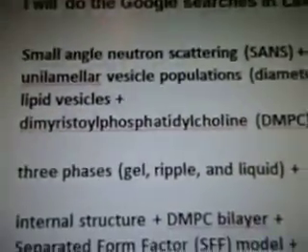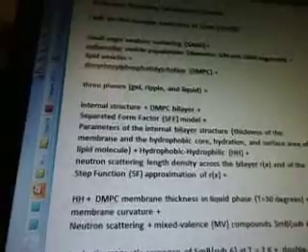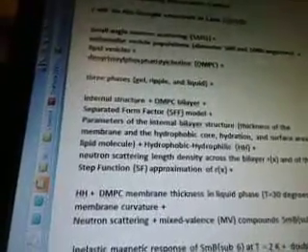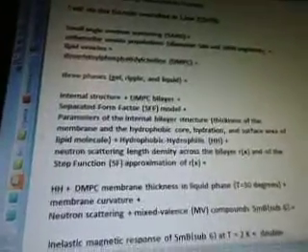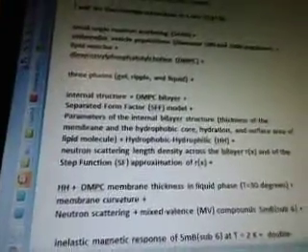So small angle neutron scattering is SANS, plus unilamellar vesicle populations under 500 and 1000 angstrom, plus lipid vesicles, plus whatever that word means, plus 3 phases, gel, ripple, and liquid, plus internal structure, plus DMPC bilayer, plus separated form factor SFF model, plus parameters of the internal bilayer structure. These are all keywords, by the way.